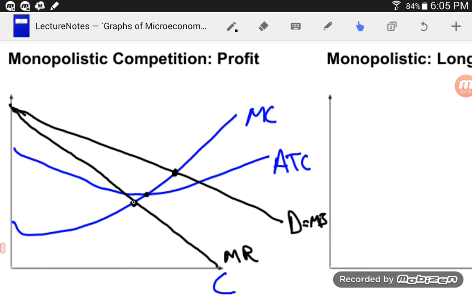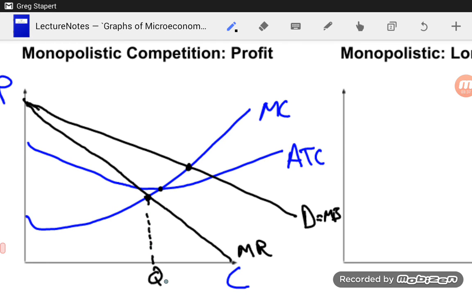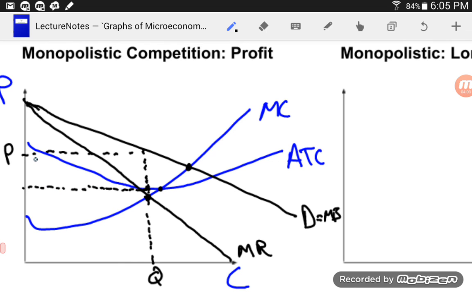So if this is our case, here's the point where we're going to produce. That means this is the quantity that I'm going to produce. The price that I'm going to be able to charge is all the way up here. And the cost per one that I make is at this point here, at this quantity along my average total cost. That's how much they are costing me on average. And there we have a little section of profit.